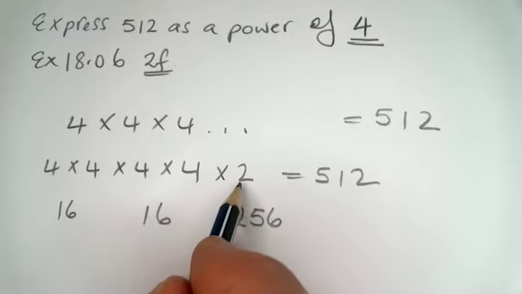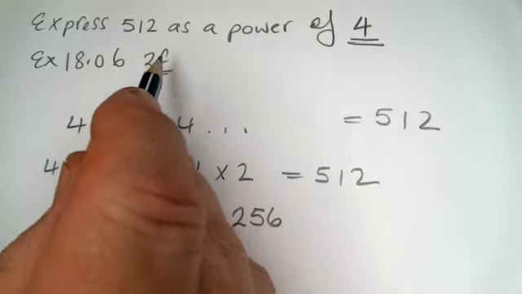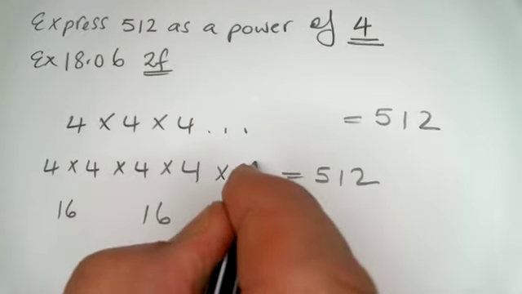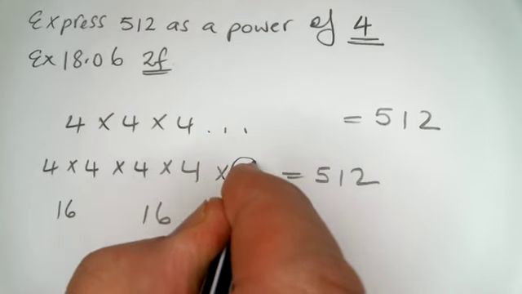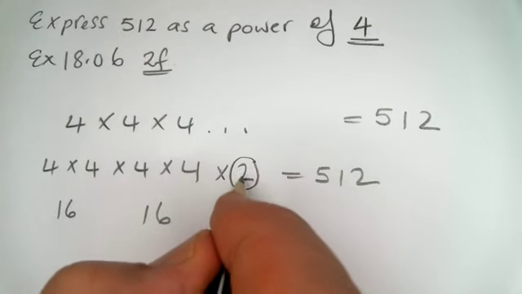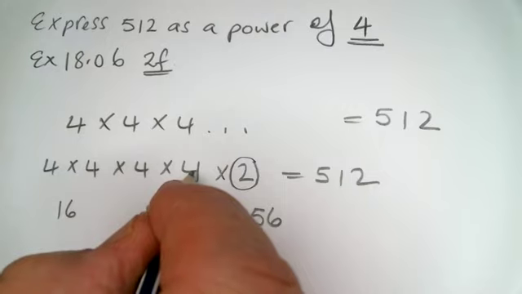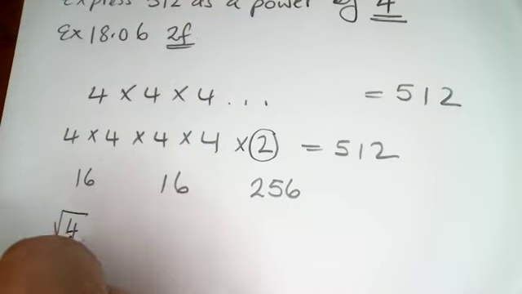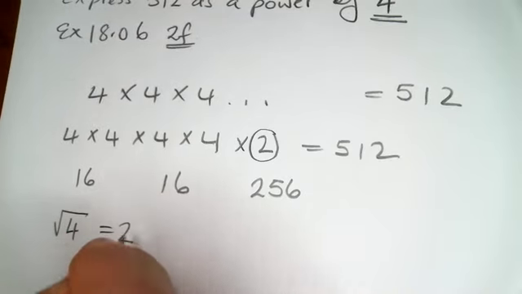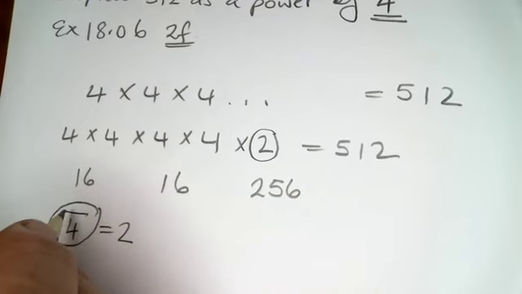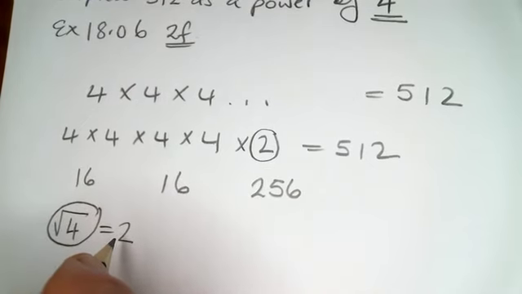But there's a 2 there, and it says express it as a power of 4. So I have to somehow turn that into a 4 of some sort. So the question is, what's the relationship between 2 and 4? Well, if I take the square root of 4, that's 2. So if I could express that as a power, I could just write that and know it's the 2. So how do I write that?